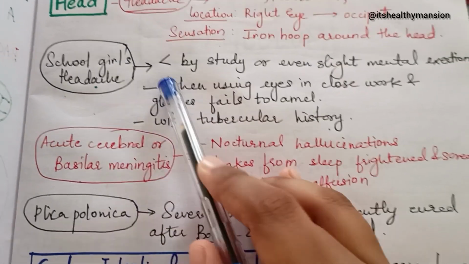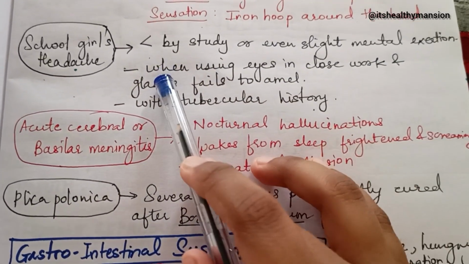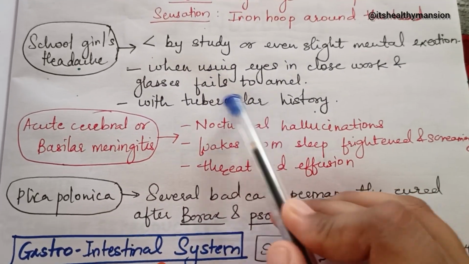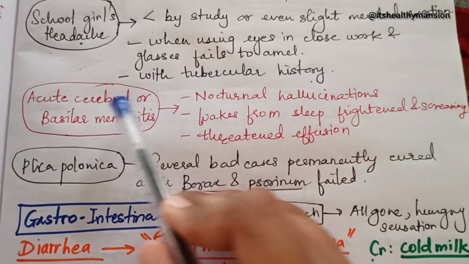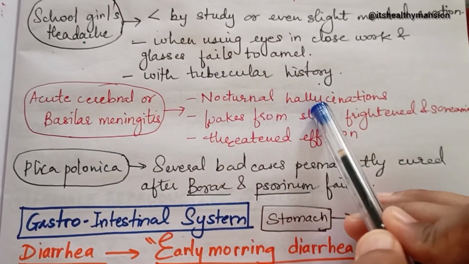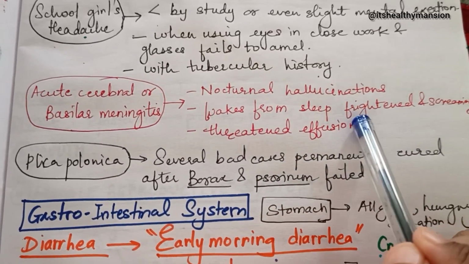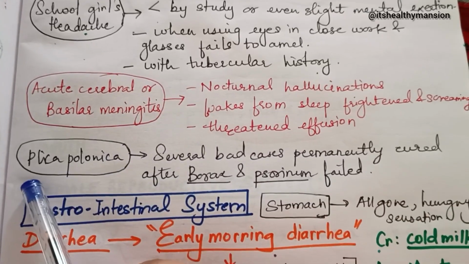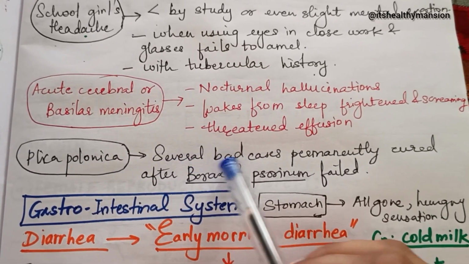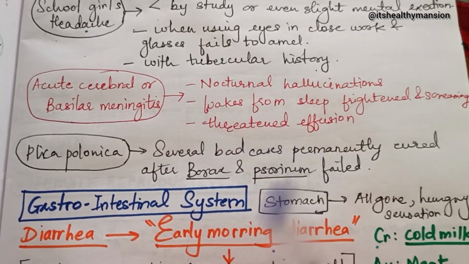Headache in schoolgirls, which is aggravated by study or even slight mental exertion. When using eyes in close work and glasses fail to ameliorate, with tubercular history. In acute cerebral or bacillar meningitis, with nocturnal hallucinations, wakes from sleep frightened and screaming, threatened effusion. Plica polonica, which is a condition of hair, where several bad cases were permanently cured after borax and psorinum had failed.